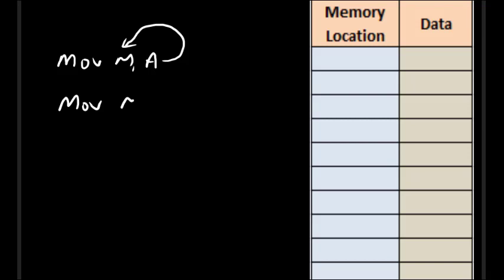Suppose we write MOV M, A, then the contents of register A are stored in the memory location. Then if we write MOV M, H, or any other register, let us say MOV M, B, the contents of register B are transferred to the memory location.